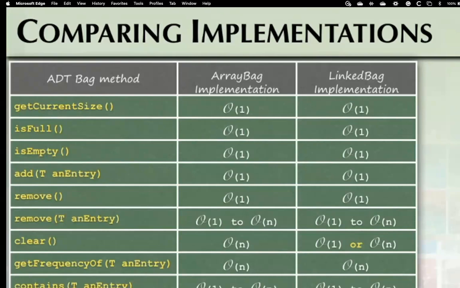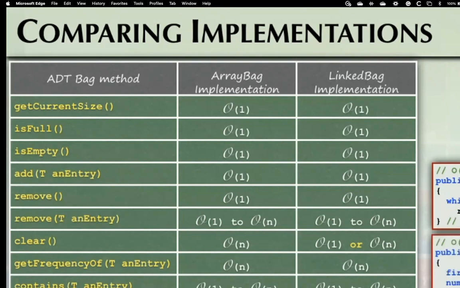Let's look at the linked bag clear implementation a little closer. Here is the clear method that we presented earlier when implementing the linked bag class. This implementation is the same as the array bag implementation. It relies on methods that were previously implemented, and since it individually removes and processes each item in the bag, it is a big O of n, similar to the array clear implementation.